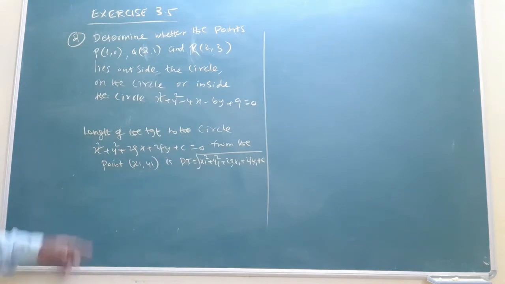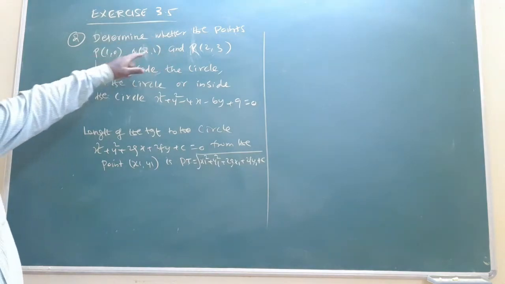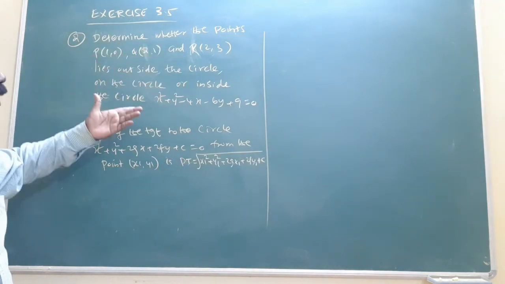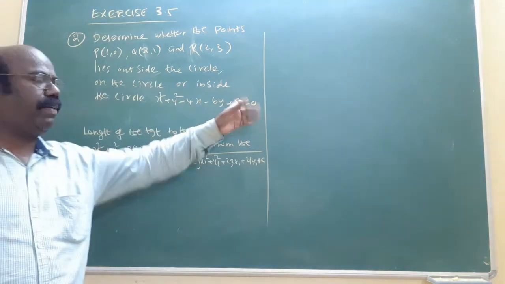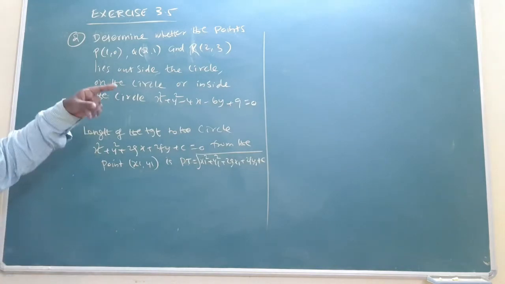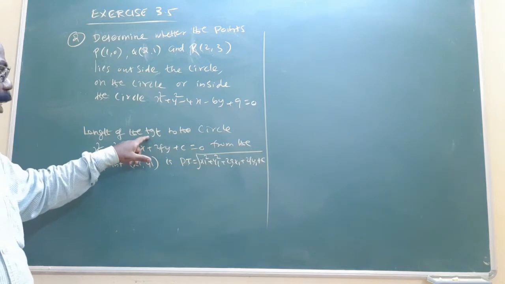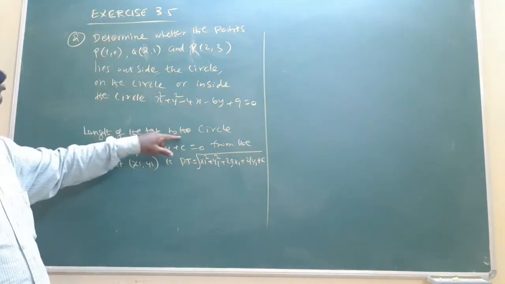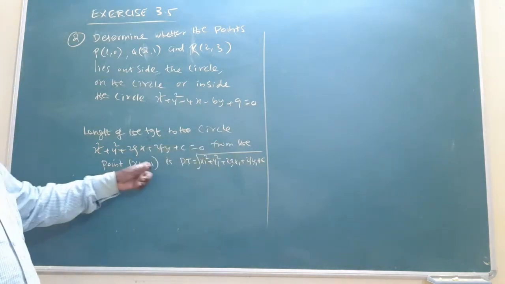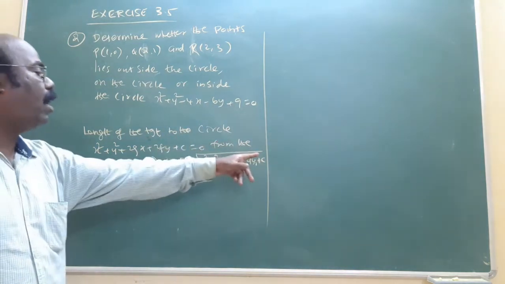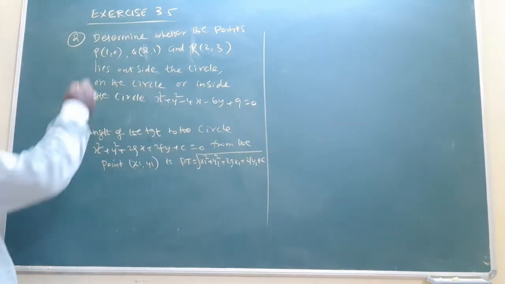Listen here, second question. Determine whether the following points P, Q, R lie outside the circle, on the circle, or inside the circle. This is the circle equation. You must find the length of the tangent. That's why the formula: the length of the tangent PT to the circle, standard circle equal to 0, from the point x1, y1. What is the formula? PT equals root of the point substituted in the circle. This is the formula.